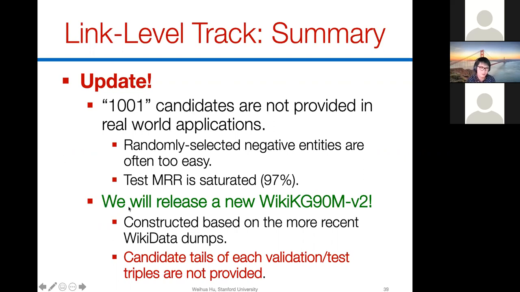So what we are currently pushing is a new, much more challenging version of this data set called version 2, which is constructed based on more recent Wikidata dumps. And very importantly, we do not provide any candidate tails for each validation and test triplet, so that given a head and relation, people need to search over all the 90 million entities to answer our task. And 90 million is much larger than 1,000. We are currently running some baseline analysis, and we found this number is much lower than what is reported in the KDD Cup. So that's what we are planning to do. That concludes the large scale link level track.